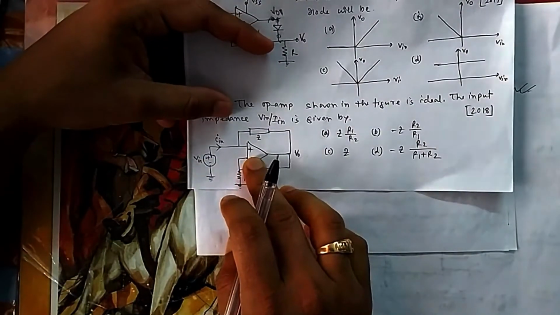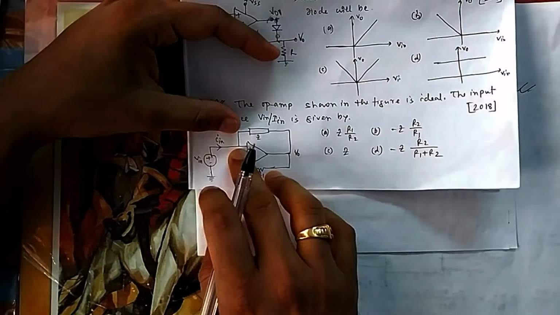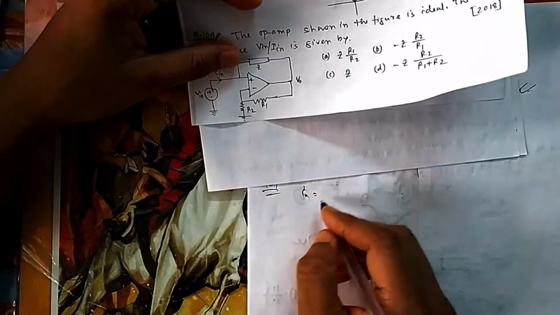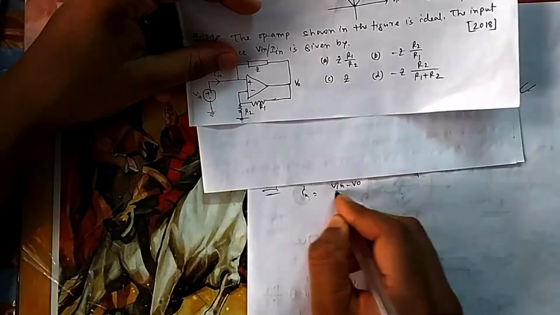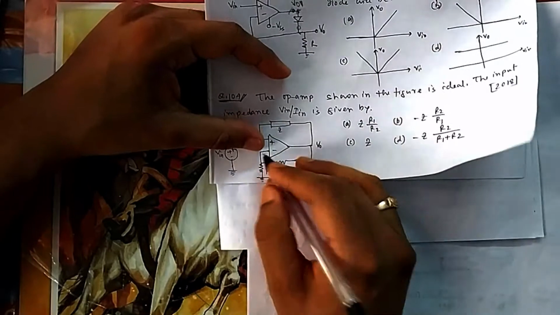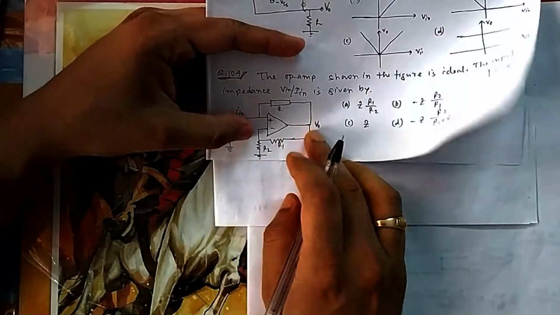What is Iin? Because it is negative feedback, no current can flow through this, and this is also the same potential. So whatever you get here should be passed on to here. So your Iin should be equal to this current, Vin minus V0 by Z. Now because these are the same, what is V minus equal to V plus? What is V minus? It is V0.